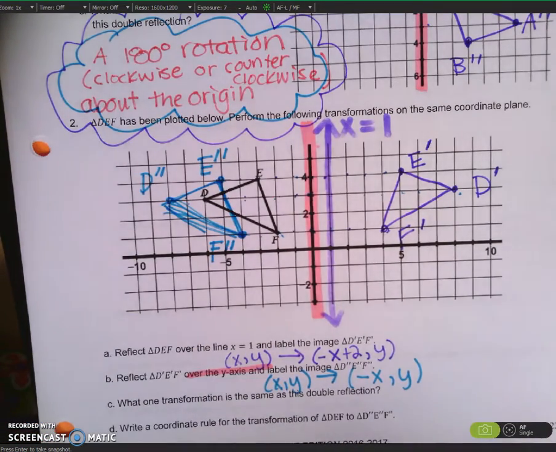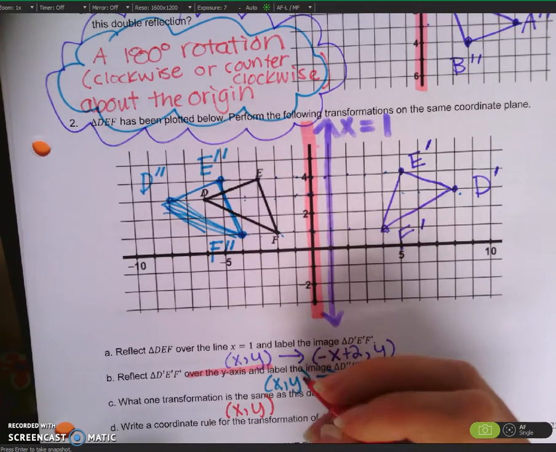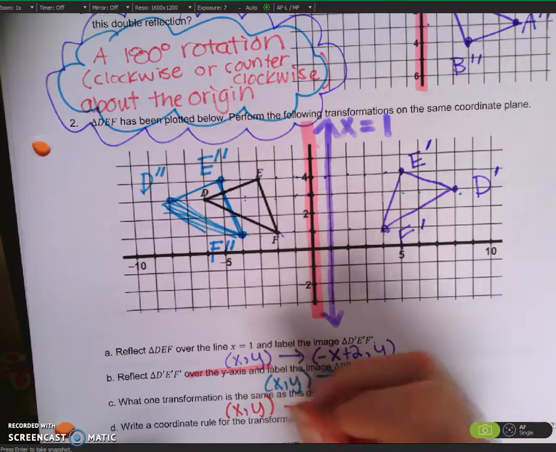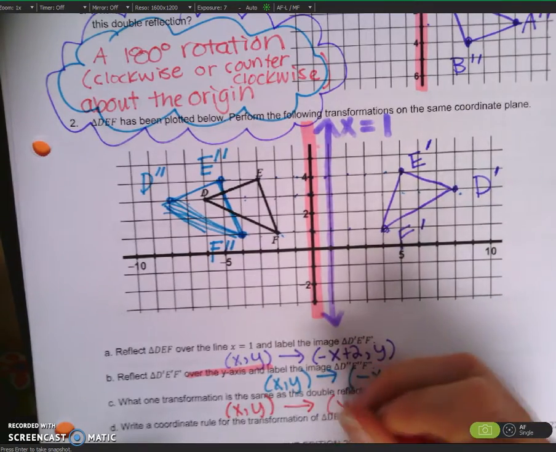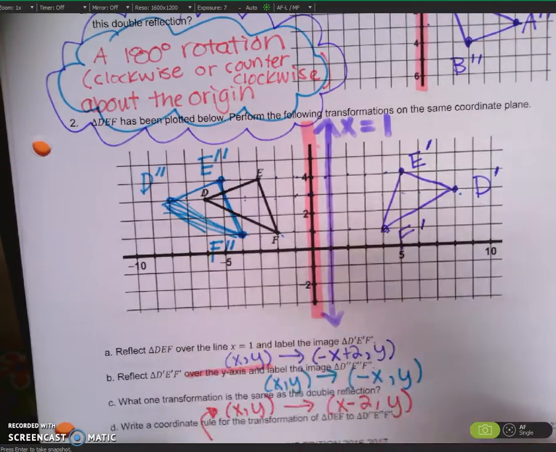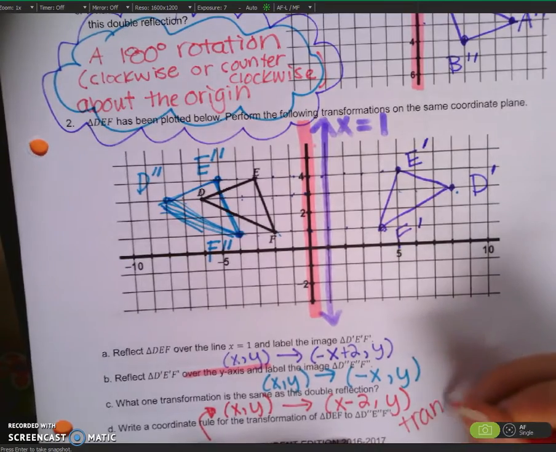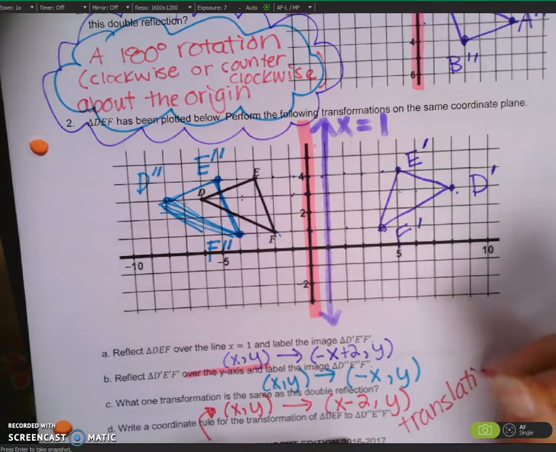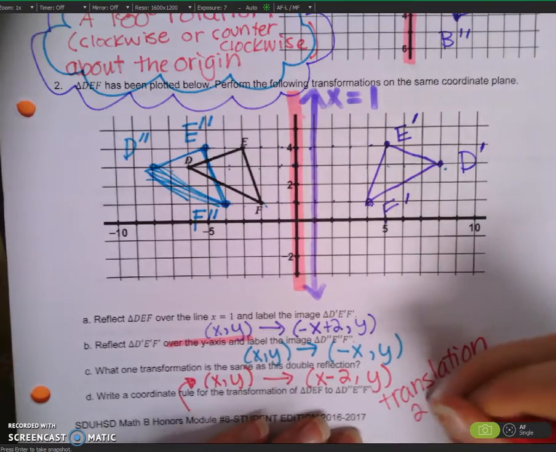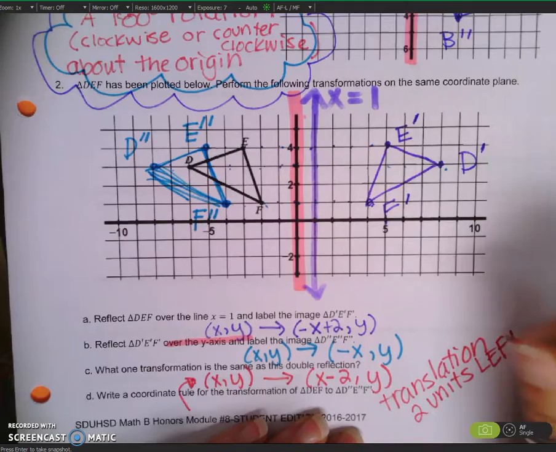Wow. So what's one transformation that's the same as this double transformation? Well, we saw that xy could have been mapped to what? X minus 2y, which is actually the answer for D. And this is a translation. How many units? 2 units. In which direction? To the left.